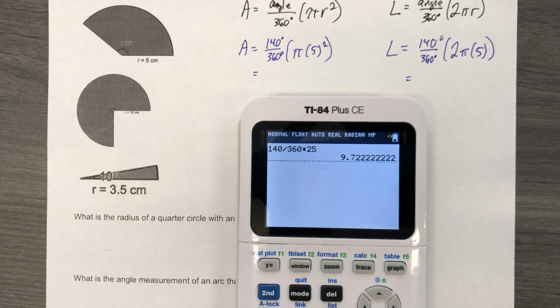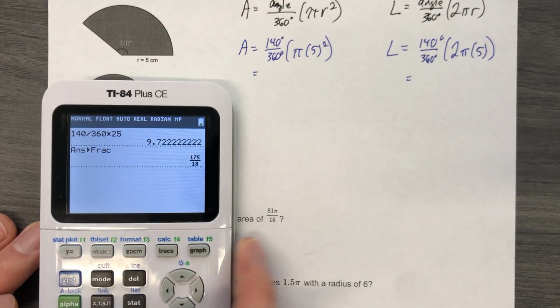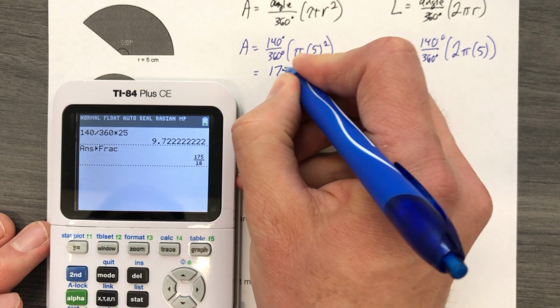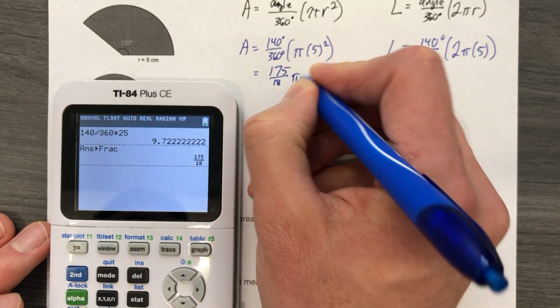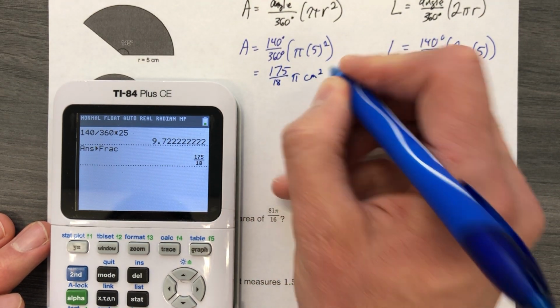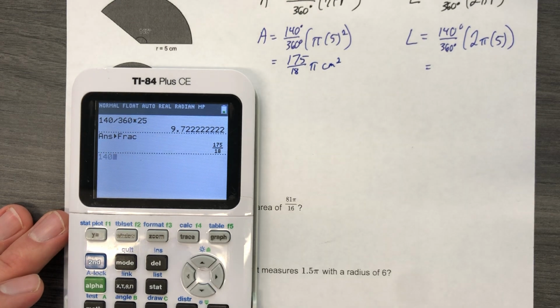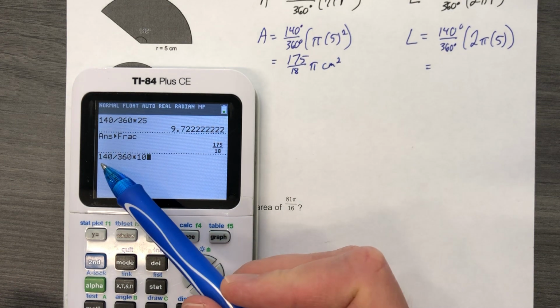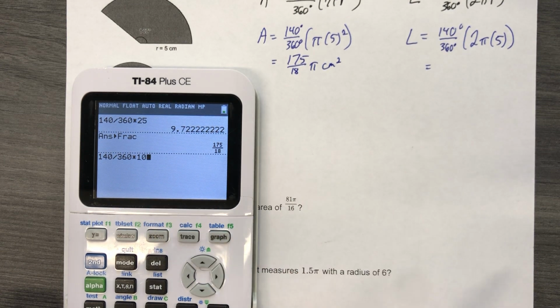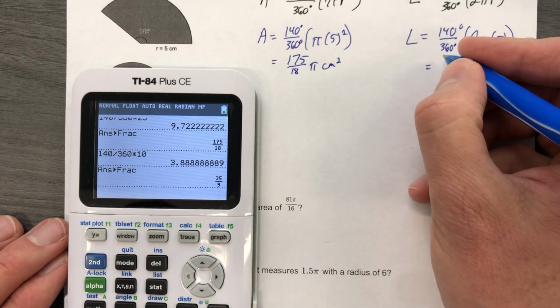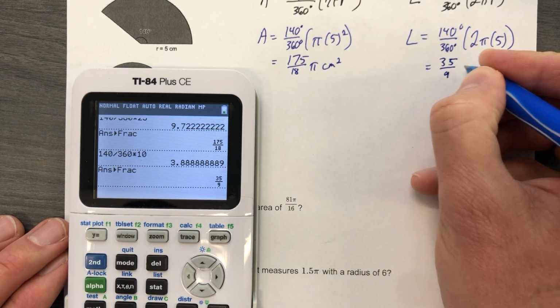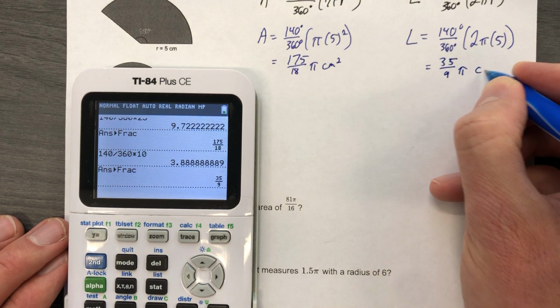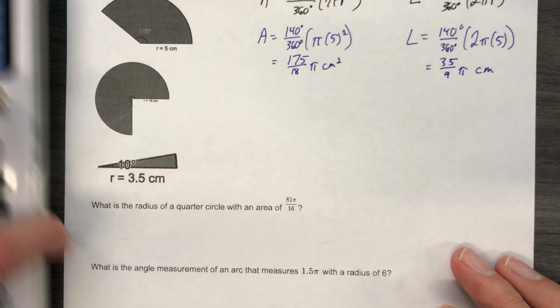It's 25. Okay, there we go. 175 over 18 pi, and this is square centimeters. That's this one. And then we'll do 140 divided by 360 times 10. Technically, we can do some of this one in our head. That's 1400 divided by 360. And that gives us 35 over 9 pi. This is a measurement of length, so it's just centimeters. Okay, let's do the next one.